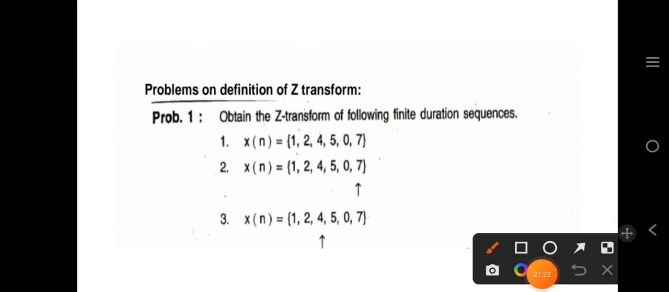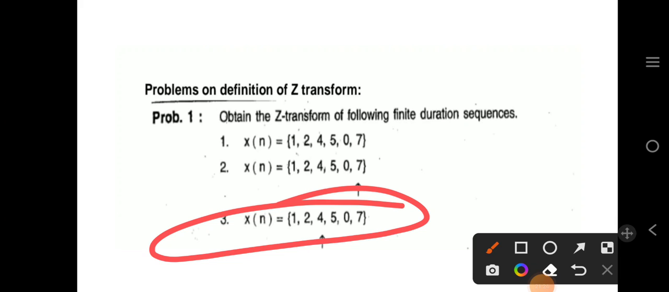Okay, so this is all about today. 2 problems we have seen. This is your homework. You have to try it at home.